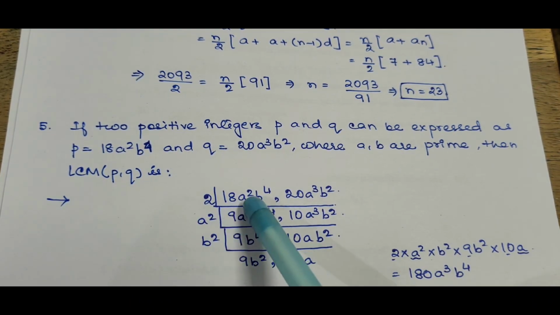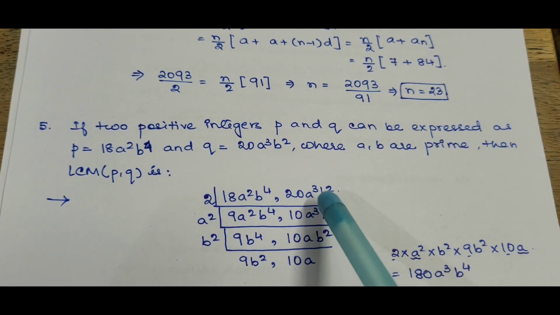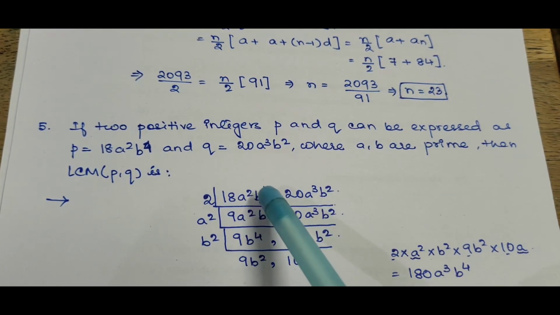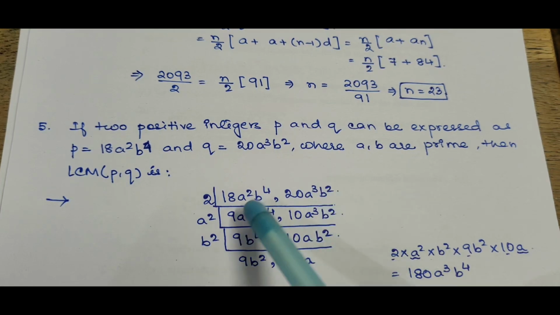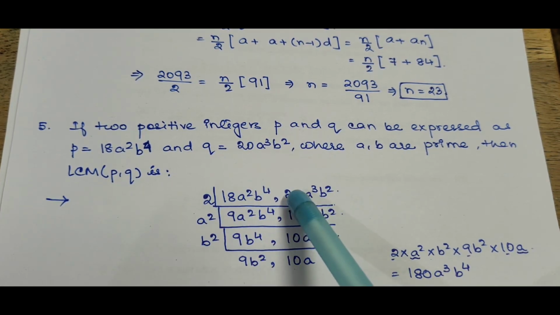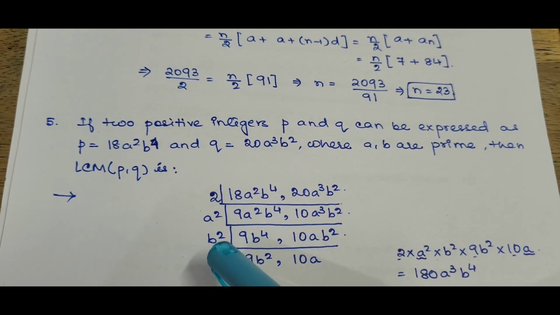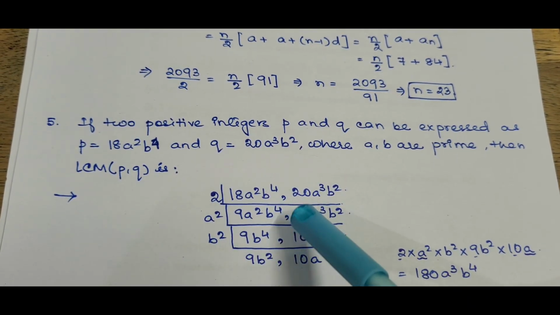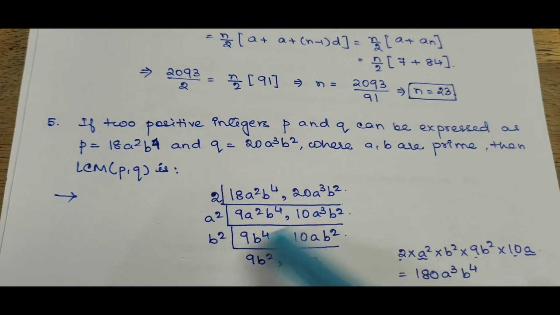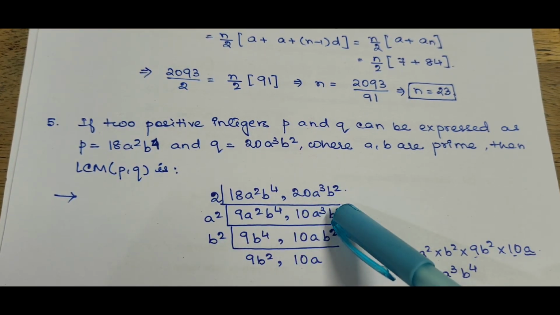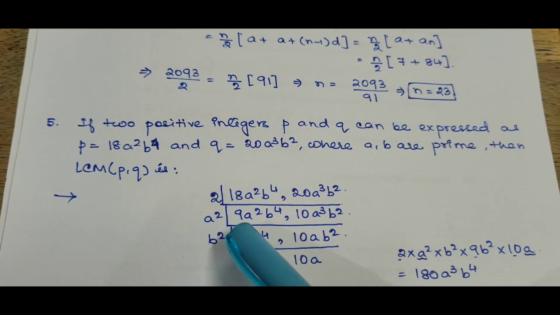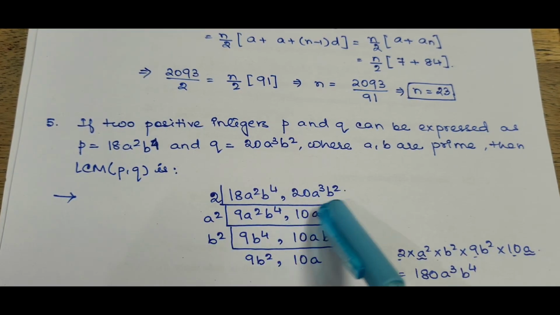Now 18a square b to the power 4 and 20a cube b square. Now keeping aside this a square b to the power 4 and a cube b square, focusing on this 18 and 20, the least common multiple is 2. Dividing it with the 2, we get 9a square b to the power 4 and 10a cube b square. Now taking a square as the least common multiple of these two, and dividing with a square, this a square gets cancelled out. So it's 9b to the power 4. We are dividing this with a square, so it is 10ab square.